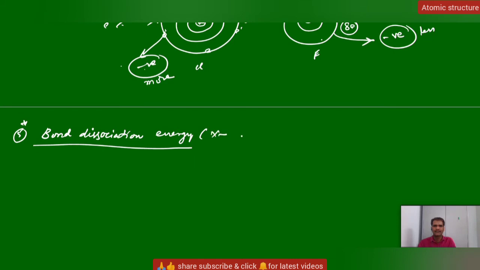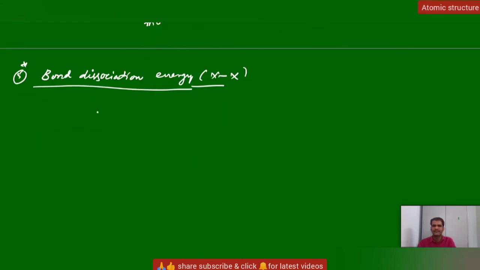Means the bond between X-X, halogen-halogen bond dissociation energies. If you see fluorine and fluorine, next to chlorine, bromine, and iodine. And to break this bond, the energy required, that is bond dissociation energy or bond dissociation enthalpy. Sometimes instead of energy, they may use another word, enthalpy. Enthalpy, energy, both are the same.